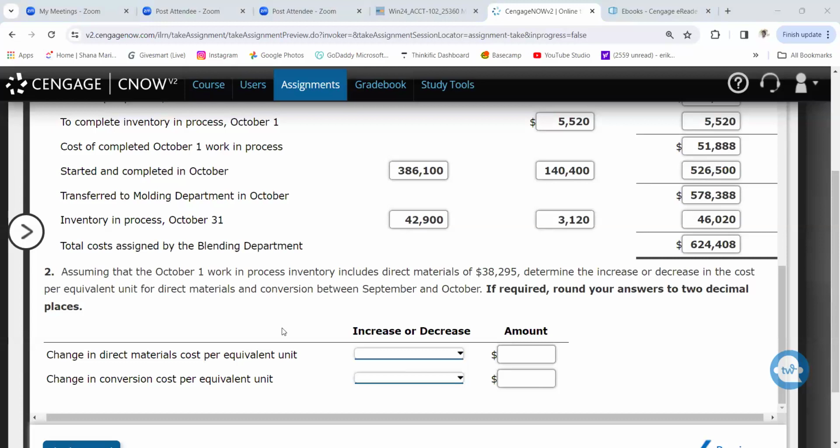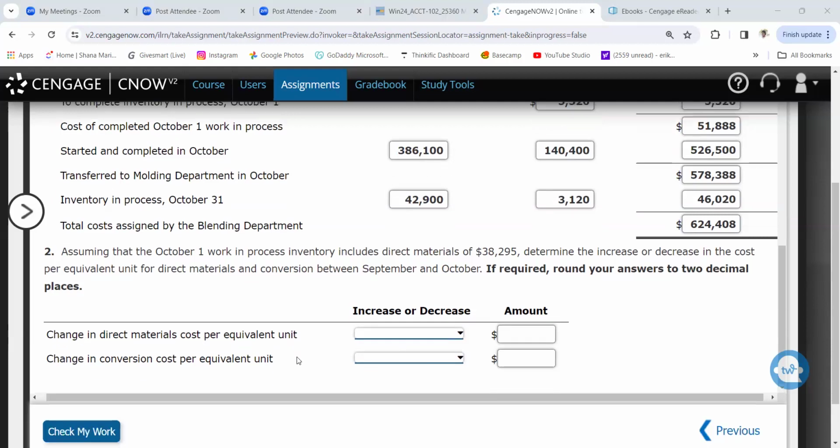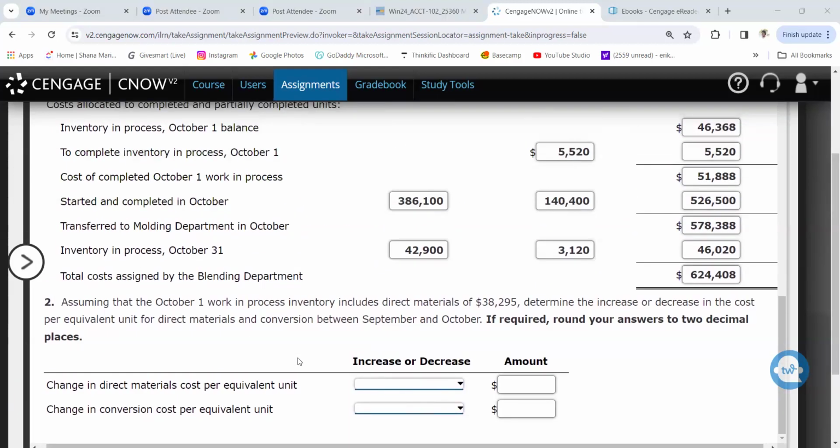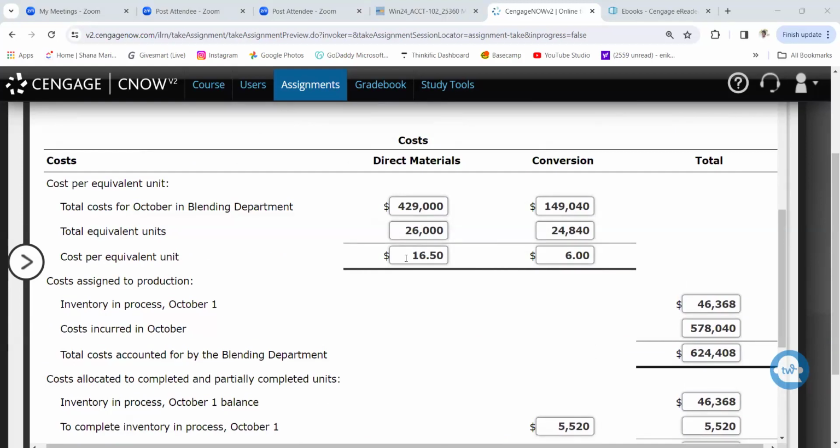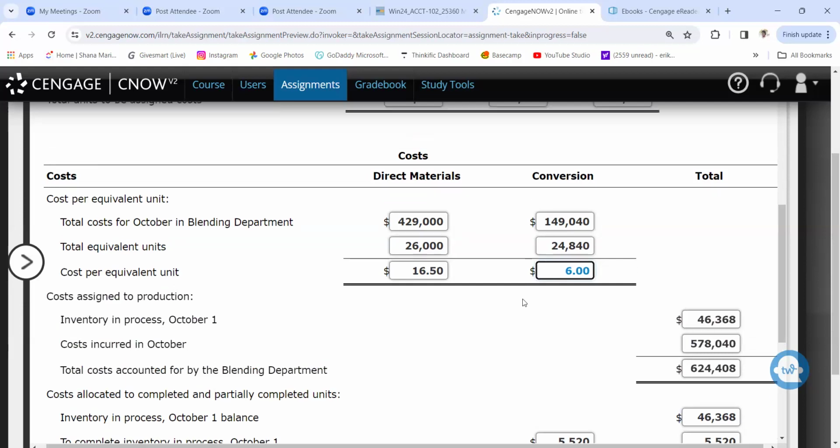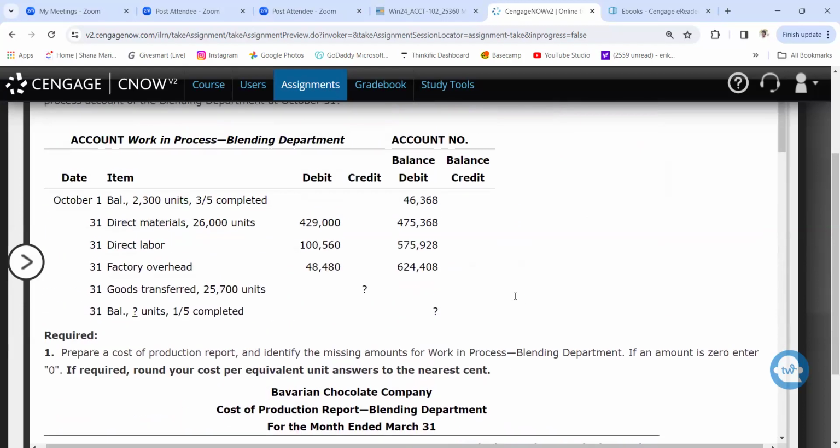Now, it asks us the change in direct material cost per equivalent unit. Did it increase or decrease? Well, we've got it for the current period. We've got to calculate it for the previous period. So let's go up here.